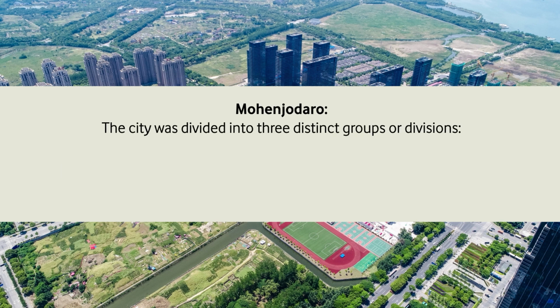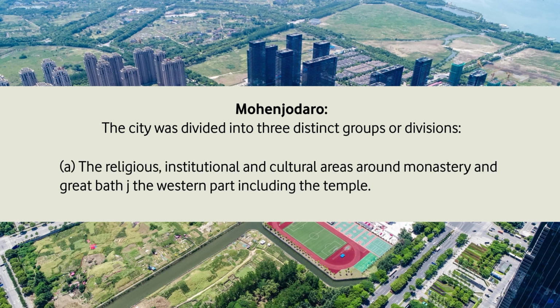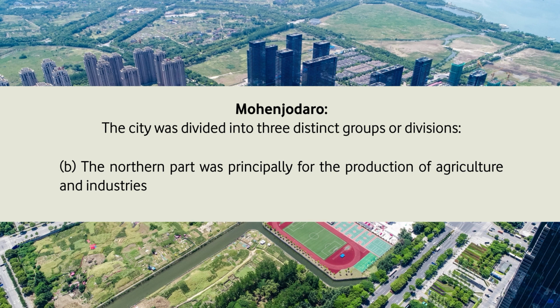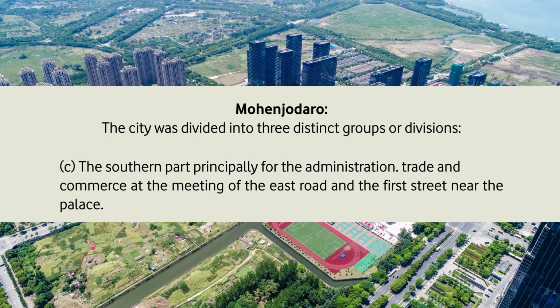The city was divided into three distinct groups of divisions: the religious, institutional and cultural areas around the monastery, the Great Bath, the western part including the temple. The northern part was principally for the production of agriculture and industries, and the southern part principally for administration, trade and commerce at the meeting of the East Road and the first street near the palace.